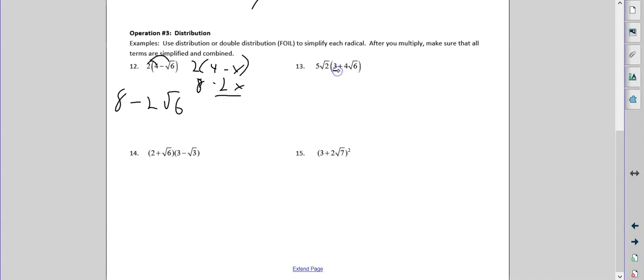Here, 3 is an outside number. There's no radical, but it's an outside number. So it's going to be multiplied by the 5, which is 15 radical 2.